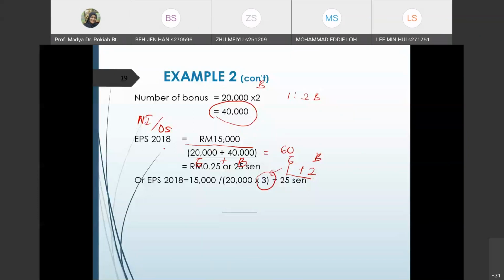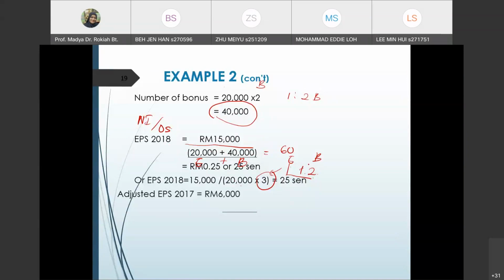So you're going to have the basic earnings per share. This is the profit, and the number of shares that you have here is going to increase to 60, 20 plus another 40 from the bonus. So you're going to have 25 cents. Another way to calculate here is 1 plus 2. 1 comes from the existing, and 2 comes from the bonus.